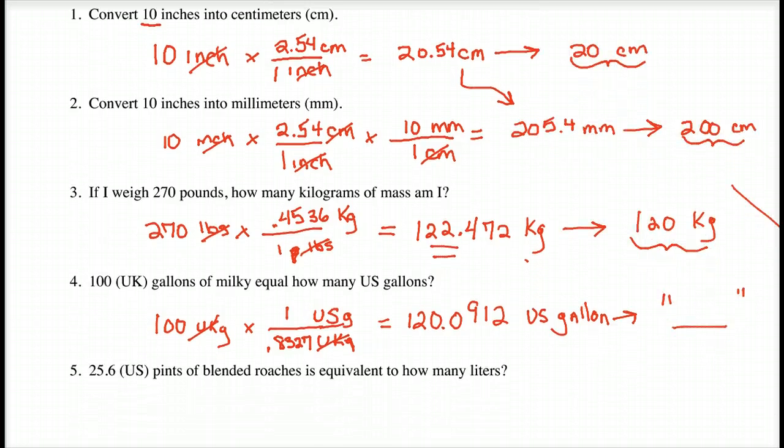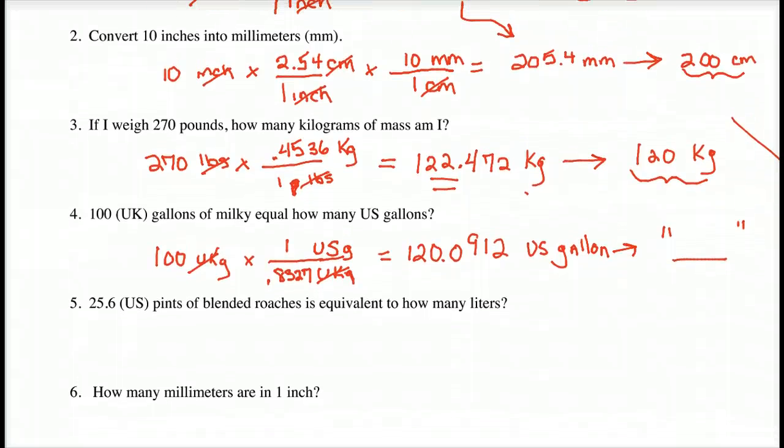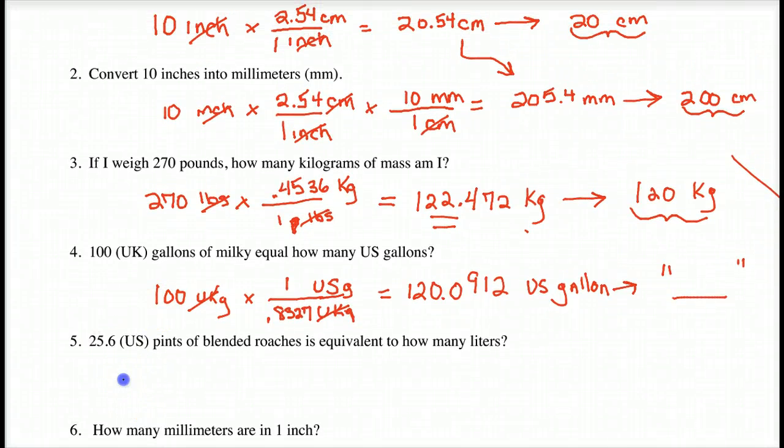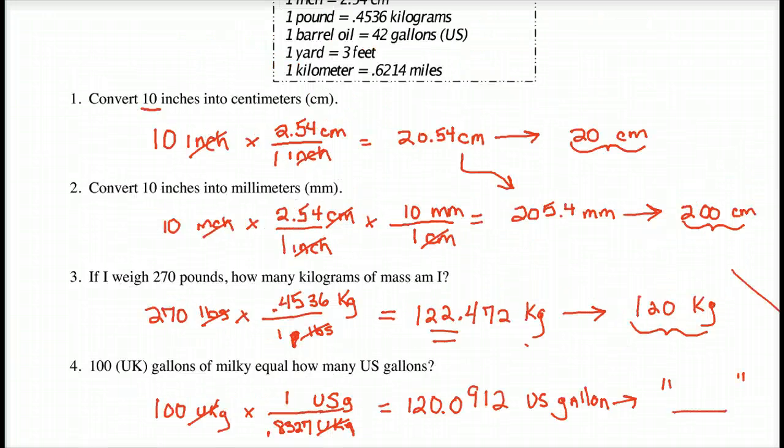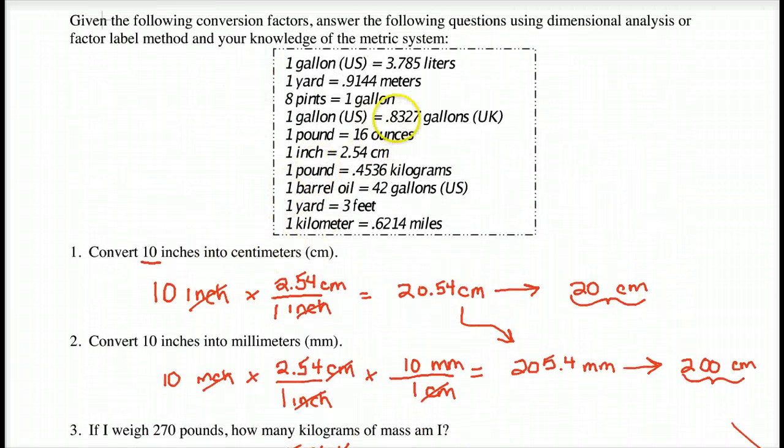And here we go with the number 5, the last one on this page, the last one I think I assigned. I have 25.6 US pints. That just tells me I'm working from US units. I have pints, is equivalent to how many liters? Okay, so I'm going to get rid of my pints US, that's for sure. But I have to figure out how am I going to do this. So pints US, where am I going to go? Well, I go to the top, and I don't have any pints to liters.